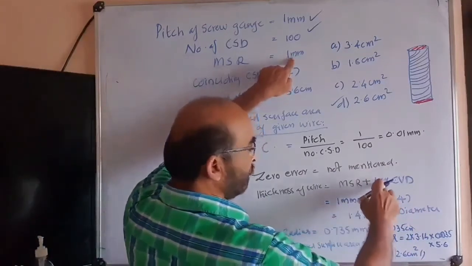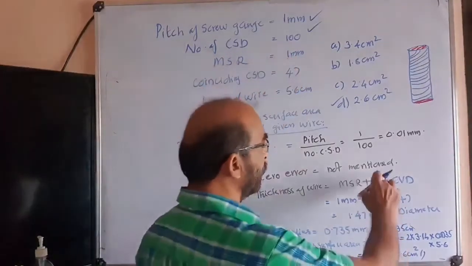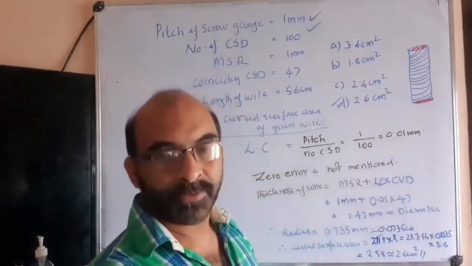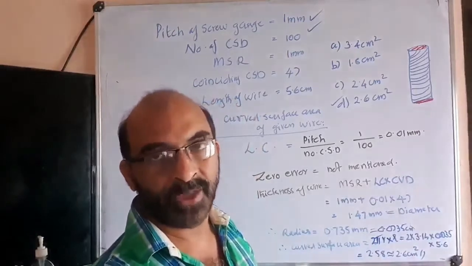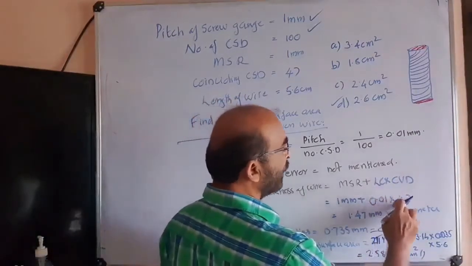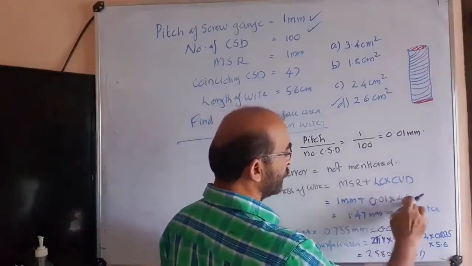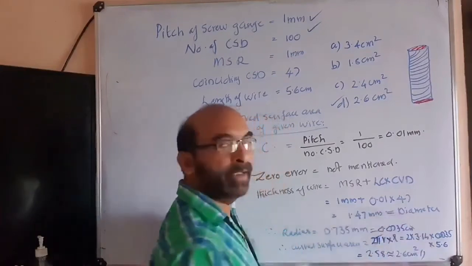Kindly, please try to substitute always in the same order in which you are writing the equation. In the previous problem, I myself failed to do that. Least count 0.01 and coinciding circular scale division 47. So 1 plus 0.47, 1.47 millimeter. That is nothing but the diameter.